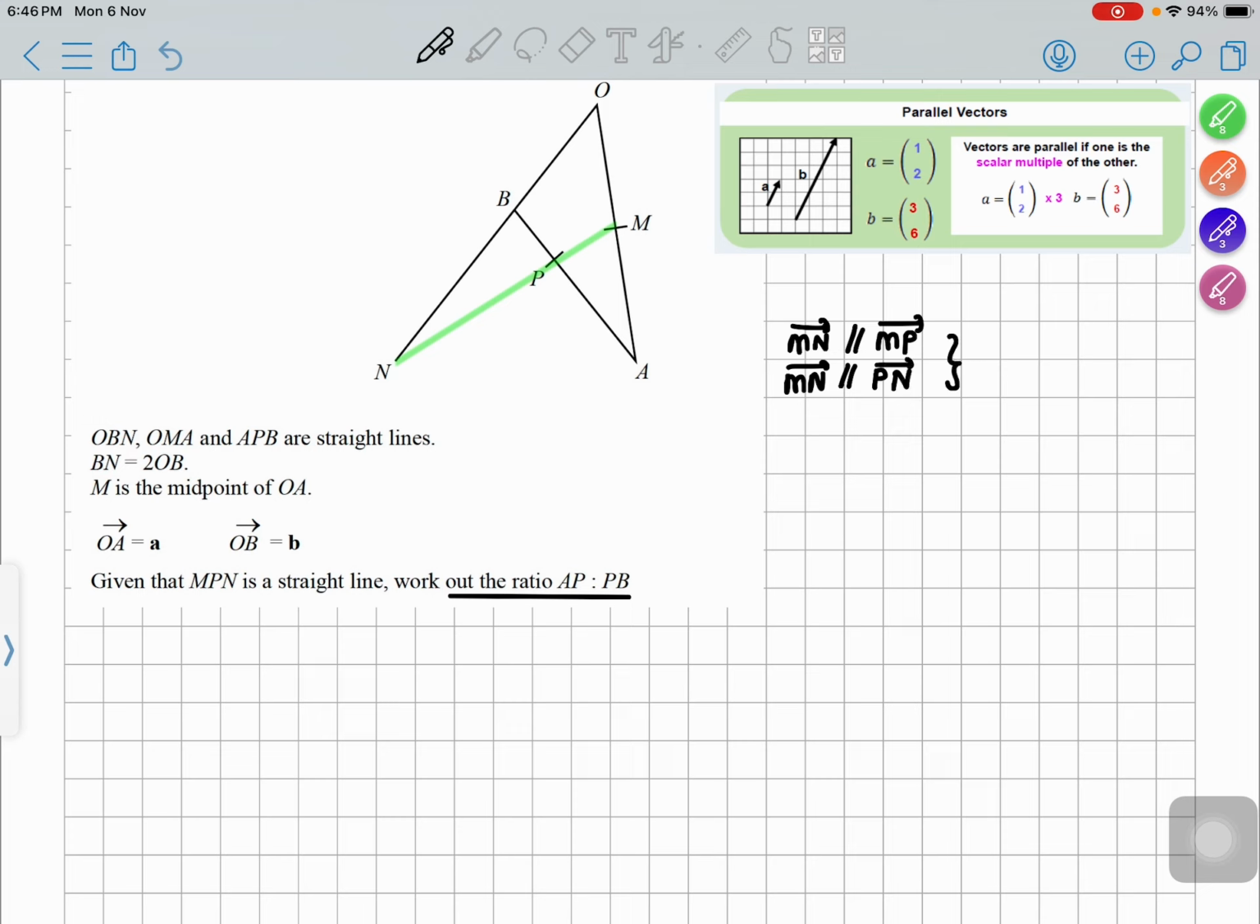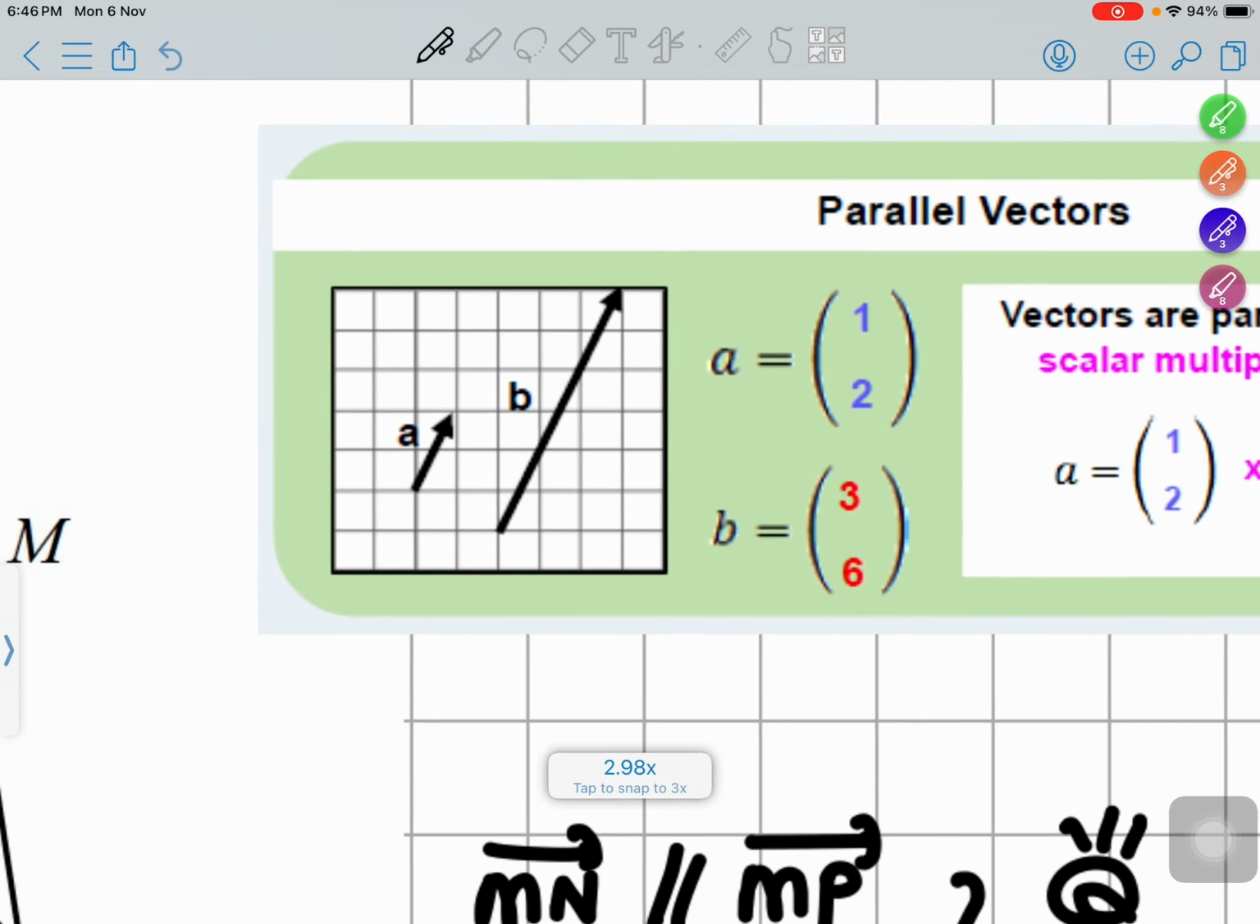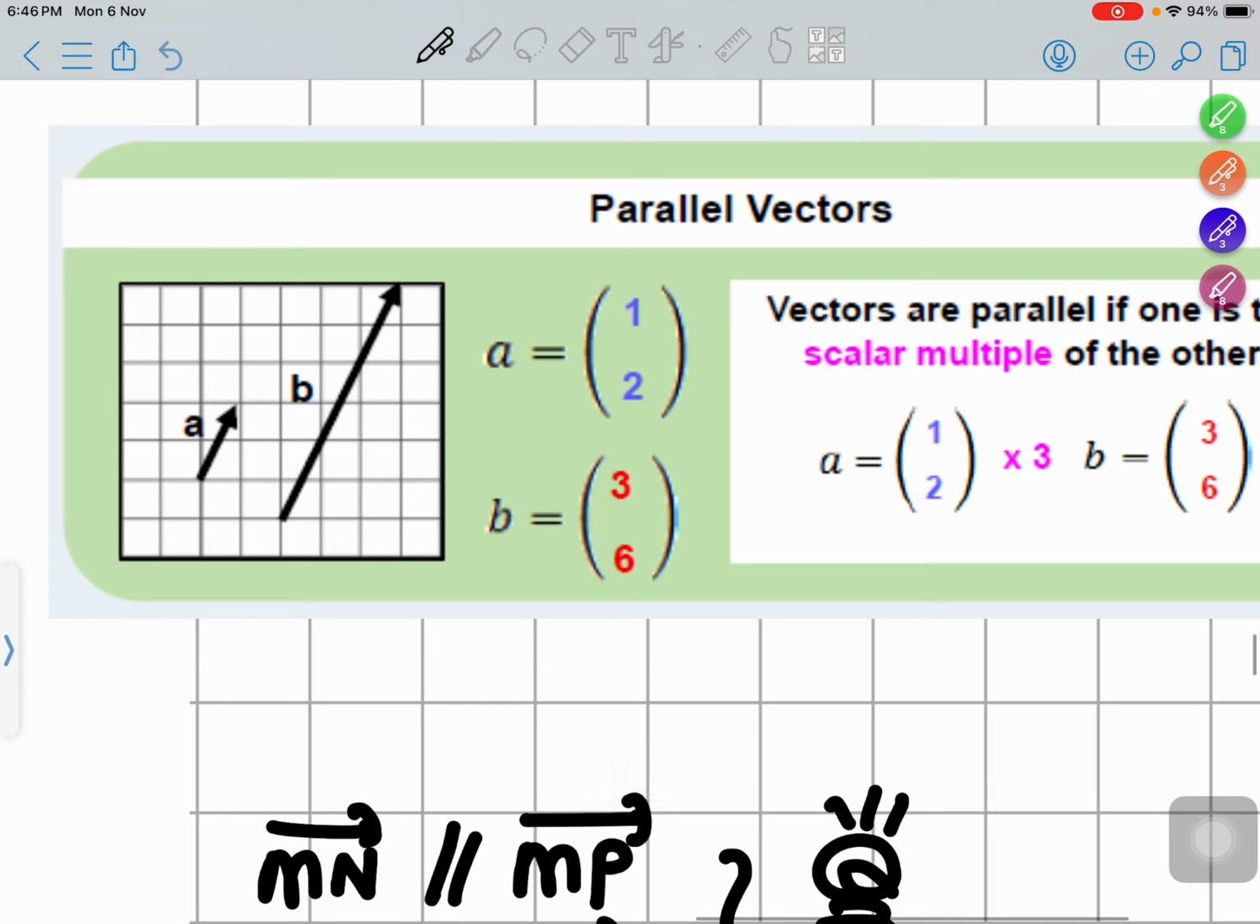Now what is the idea behind this parallel vector? Let's look at this particular diagram here. You can see on the x you are moving 1 unit and on the y you are moving 2 units. That's why vector A is written in column format (1, 2). Similarly for B, how much are you moving on the x? It's 3. And on the y? It's 6, which is exactly what is written in this example. Now, do you think A is parallel to B? Yes. What is the reason? Because they are scalar multiples of one another.